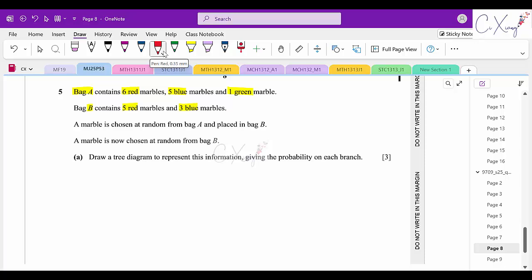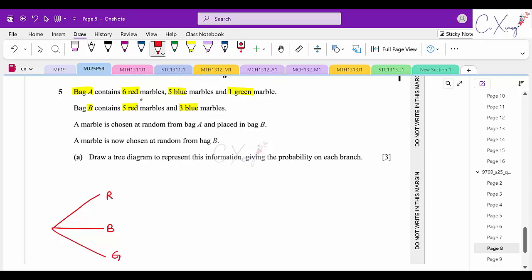Right, so let's try to solve the first process first. For the first process, I take out a marble from bag A. When you are taking something from bag A, you might have 3 possible outcomes, where the marble that you get can be red, it can be blue, it can be green. If it is red, then what is the probability? The total marbles you have in bag A is 12. 6 plus 5 plus 1 is 12.